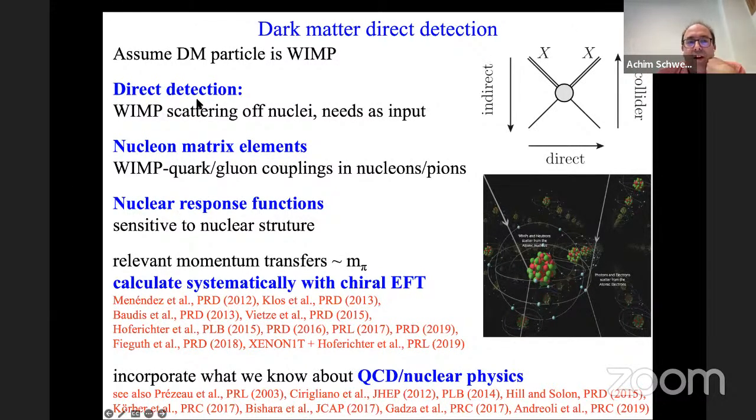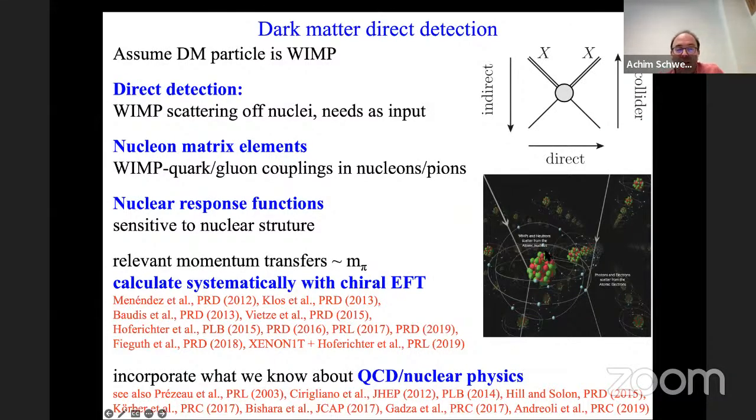Okay, so we assume that the dark matter particle is a WIMP, and we're interested in direct detection, so WIMP scattering off of nuclei. There are basically two inputs that one needs. One I will not discuss a lot, but we've worried about a lot, namely how to go from the WIMP quark-gluon level to embedding the WIMP coupling to nucleons and pions. And then the part that I will discuss more, which is the response function, or in condensed matter language, the structure function, where a WIMP scatters off a many-body system, an atomic nucleus like xenon, which has 130 nucleons.